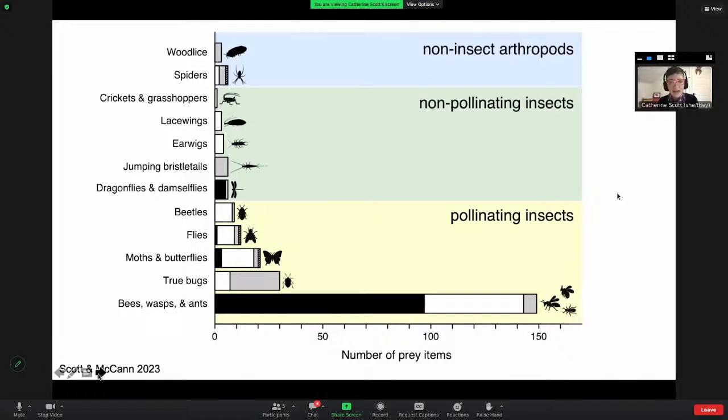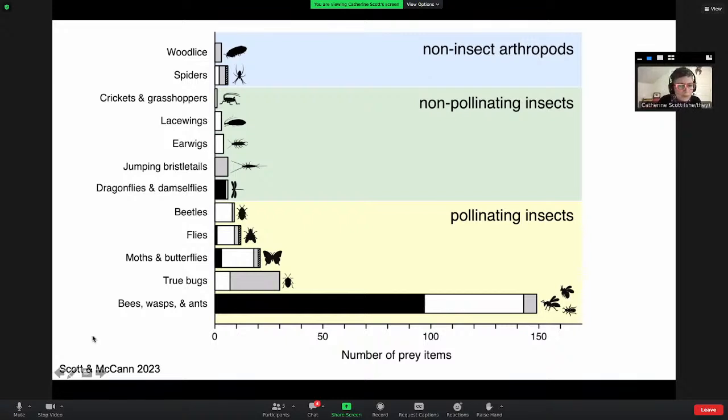And what this graph is showing is the number of prey items. So the width of the bar going from left to right indicates how many of these things we saw the spiders eating. And we have the most common prey being the bees, wasps, and ants, and then bugs, moths, and butterflies, etc. And of course, the colors are indicating that the most common prey types are groups of insects that are really common pollinators, things that visit flowers. And then they also prey on a variety of other insects that are not pollinators.